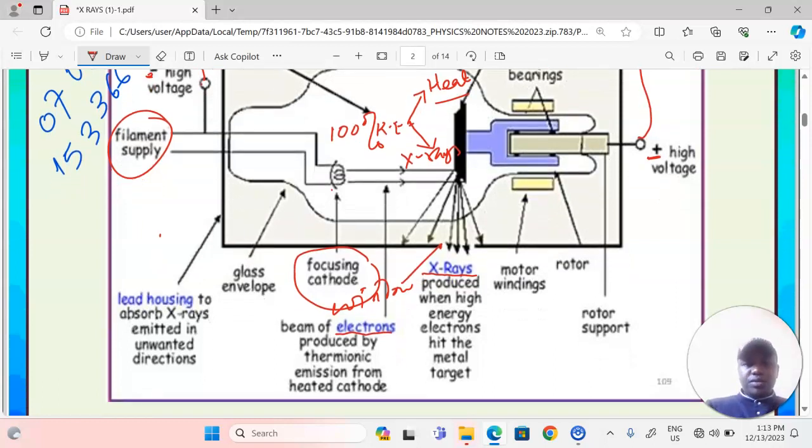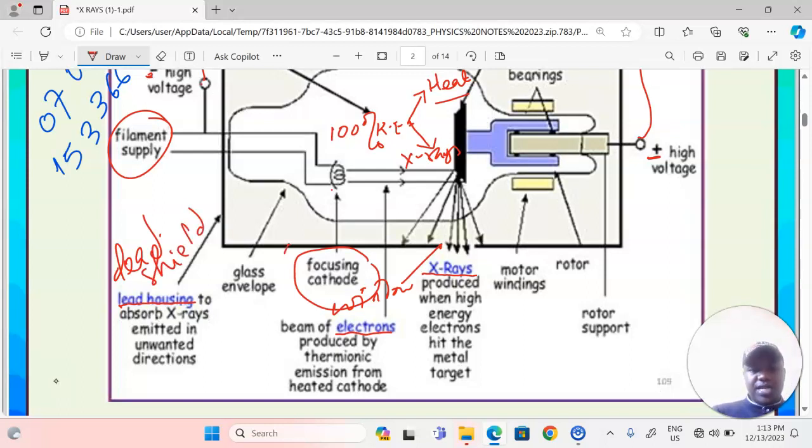Something else to mention is that there is a lead, they are calling it lead housing, to absorb X-rays emitted in unwanted directions. Sometimes they call it a lead shielding. We call it a lead shield.